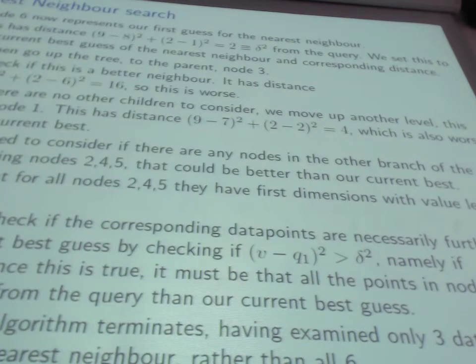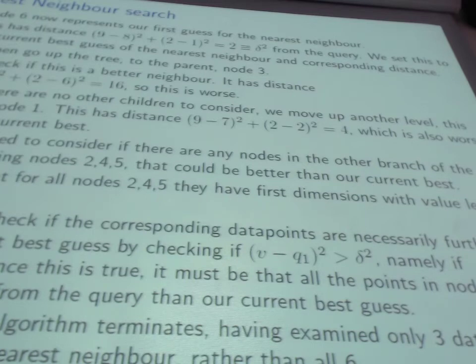After rattling down, we've got node number 6 on the extreme right of the tree, and that's our current guess as to the best nearest neighbour. So we compute the distance between Q, 9, 2, and node number 6, which corresponds to point 8, 1. We calculate the squared Euclidean distance: 9 minus 8 squared plus 2 minus 1 squared, which is 1 squared plus 1 squared, so it's 2. We call that delta squared, the distance between our current best guess and Q, which is 2.